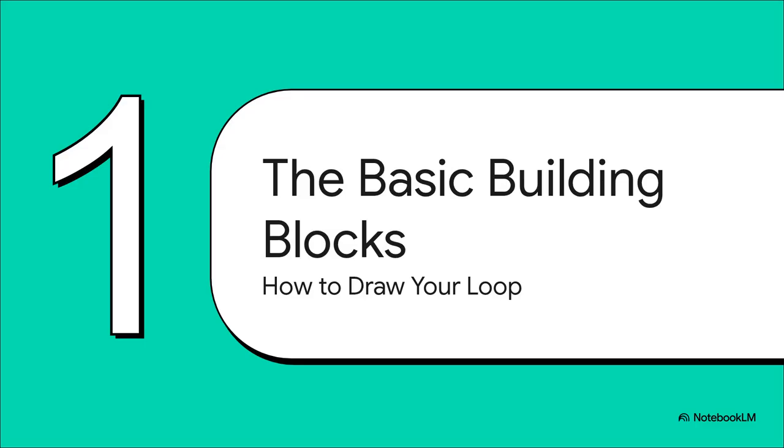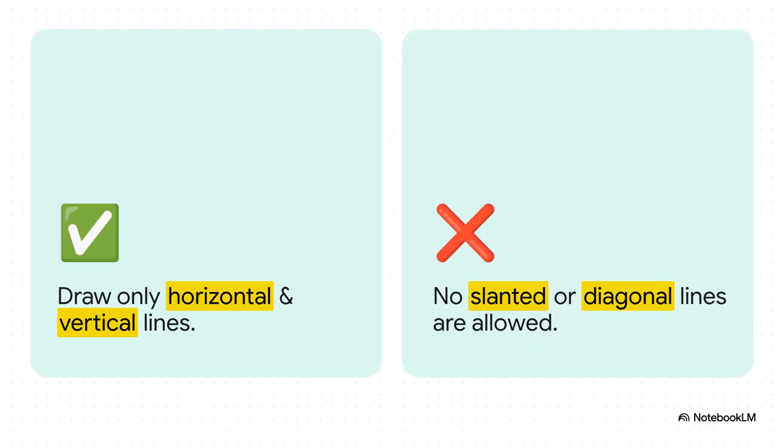So let's start with the absolute basics. This first part is all about how you can actually draw your loop on the grid. The very first rule of drawing on this grid is to keep it straight. You can only draw horizontal and vertical lines to connect the dots. That means absolutely no diagonals, no slanted lines, no curvy little detours. We're working on a strict grid with only right angles.